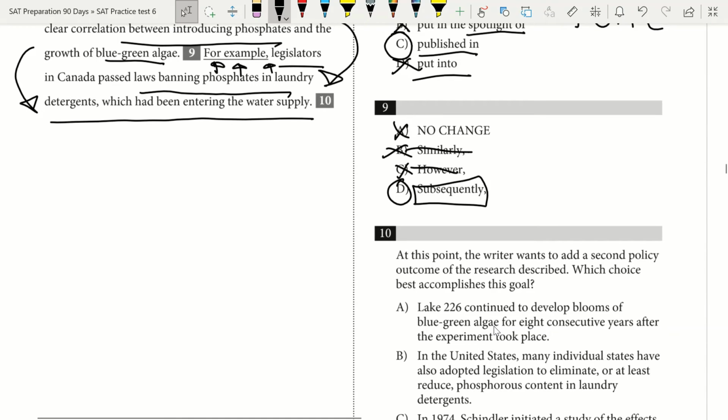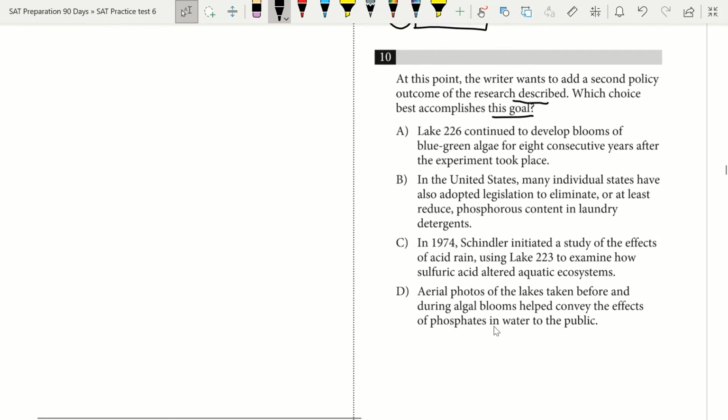All right, 10. At this point the writer wants to add a second policy outcome of the research described. Which choice best accomplishes this goal? At this point we're looking for something that talks about public policy related to phosphates. So option A says Lake 226 continued to develop blooms of blue-green algae for 8 consecutive years after the experiment took place. There's no policy discussed there, so A is incorrect.